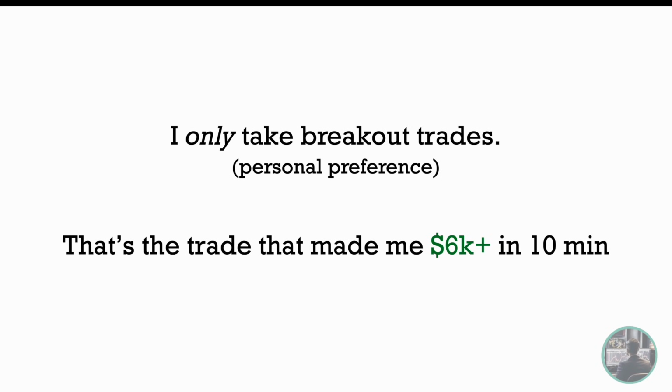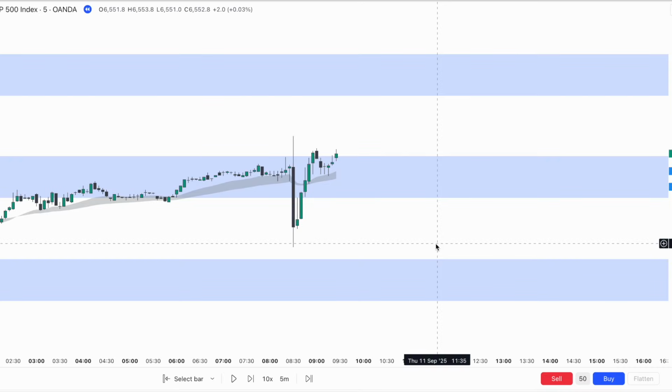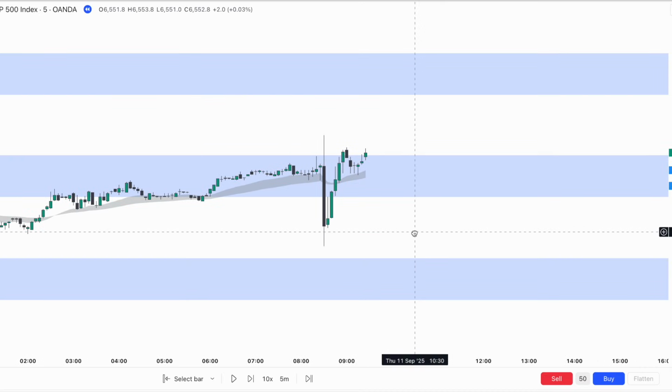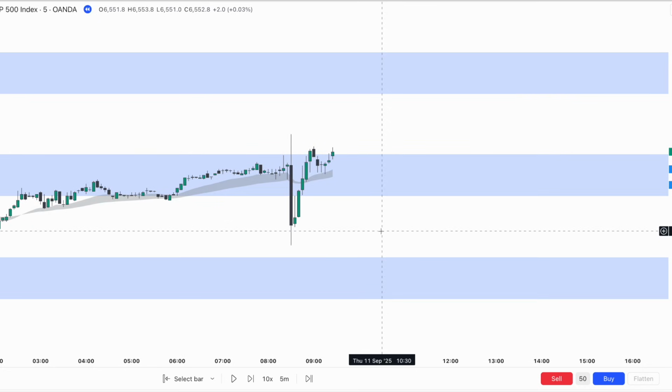and that's the type of trade that made me over 6K in just 10 minutes. So now let me show you exactly how I did it, step by step. So this is on ES Futures, which is one of the best and most popular assets to trade. That's what most people who trade prop firms like TopStep, Apex, Lucid, and others use.